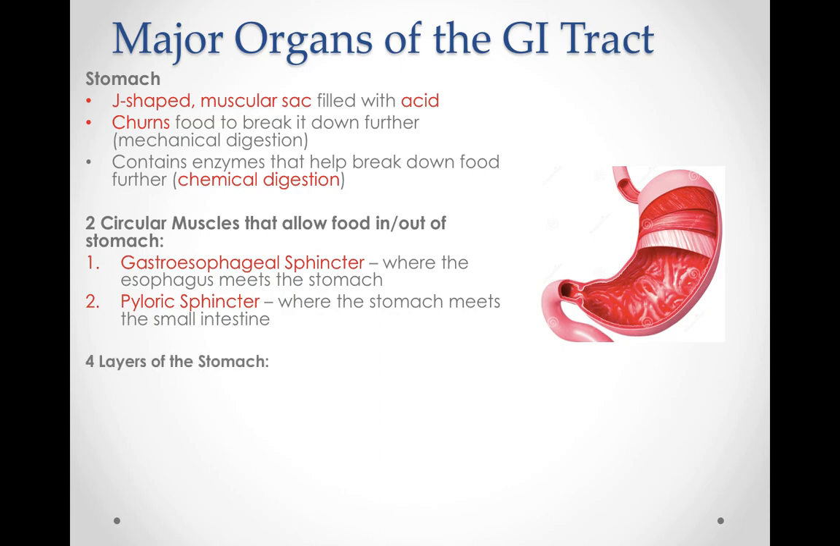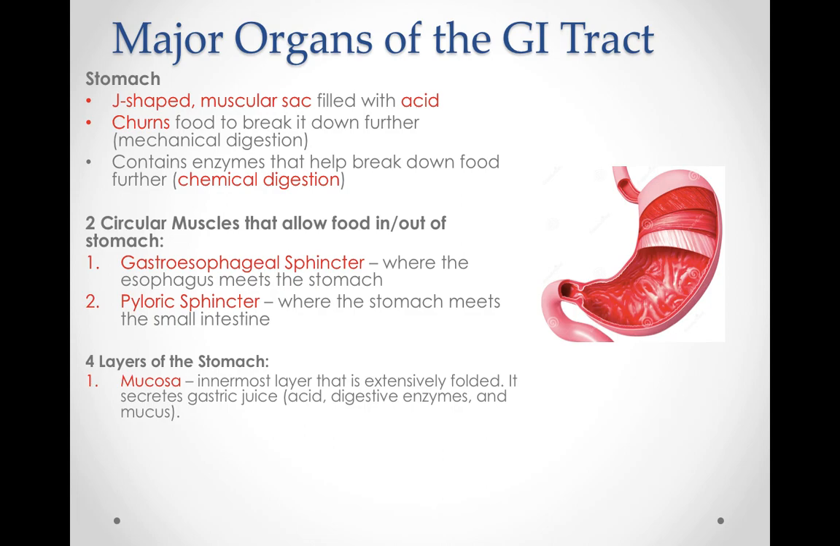We have four different layers of the stomach. The innermost layer is called the mucosa, and it's extensively folded. It's kind of hard to see in this picture, but there are lots of tiny little folds in there to increase surface area. And in this layer, we are secreting gastric juice. That's a combination of acid, digestive enzymes, and mucus to help us break down our food.